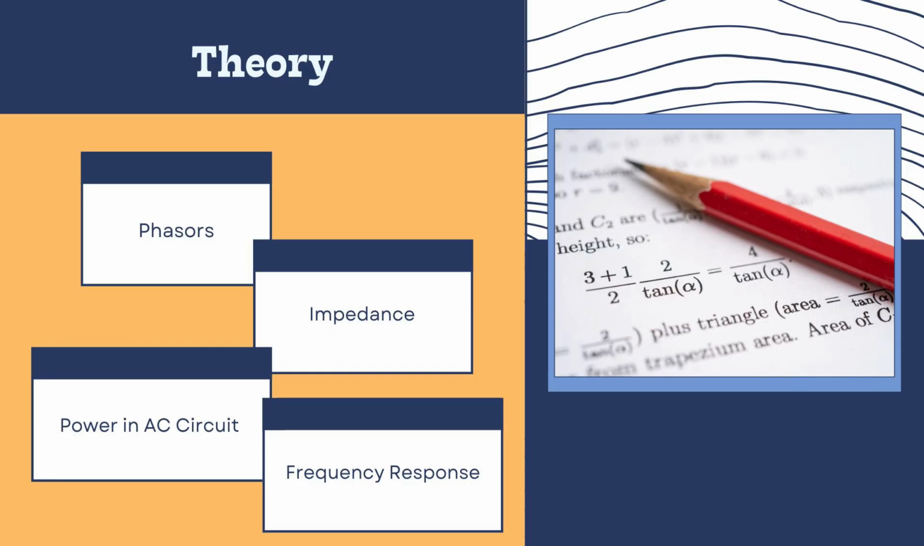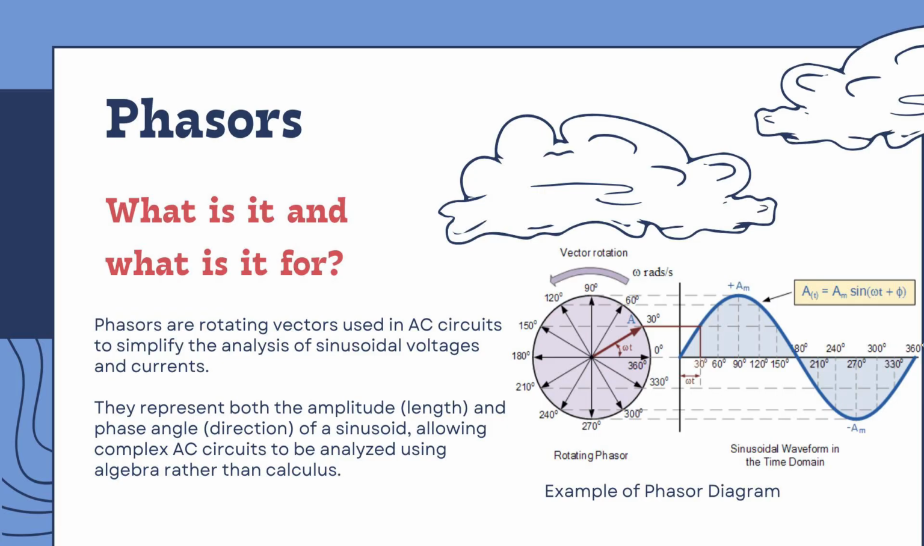Its theory. There are 4 theories in AC sinusoidal. The first one is phasors. Second, impedance. Third, power in AC circuit. And the last one is frequency response.